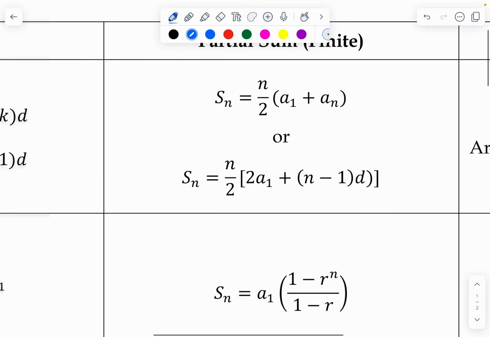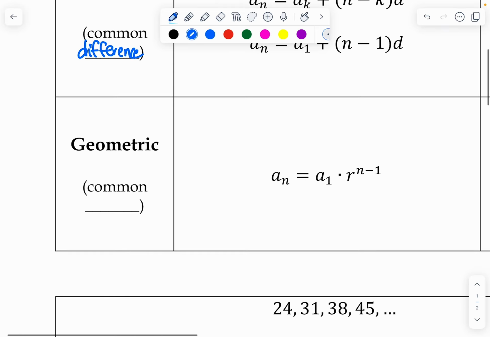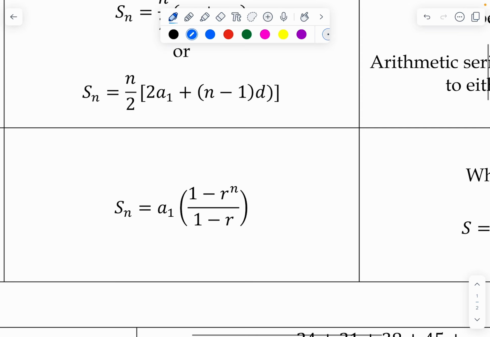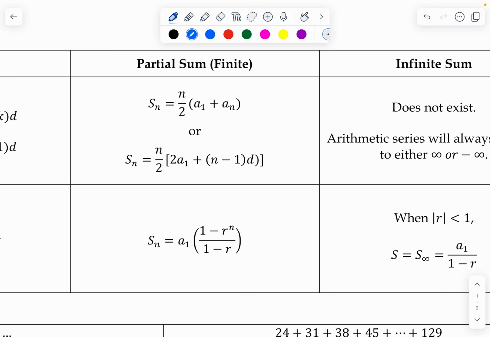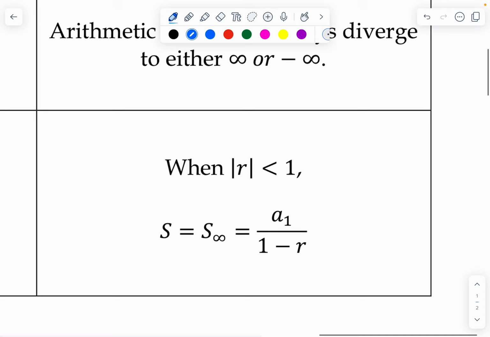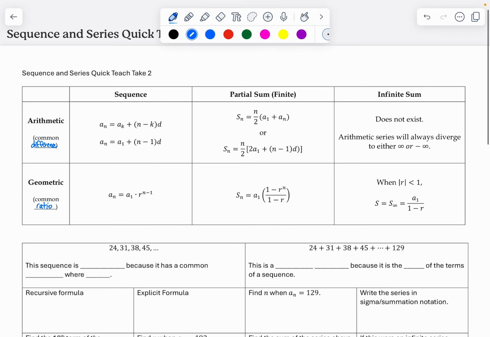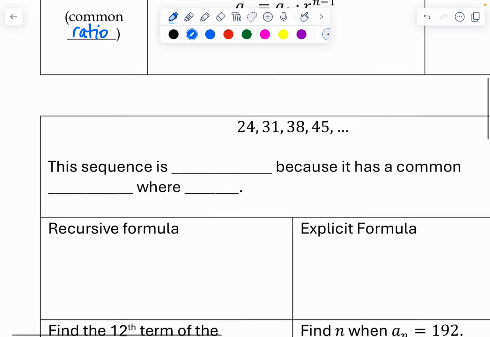Then the other type that we're studying are geometric sequences and series, and they have a common ratio. Here are their formulas. We're going to use them as we go. Here is the summation. So this is a finite sum, and here is the infinite sum, but we're going to discover in a little bit that not every infinite geometric series will have a sum. Some will diverge and some will converge, and we'll talk about that too. Okay, so here we go.